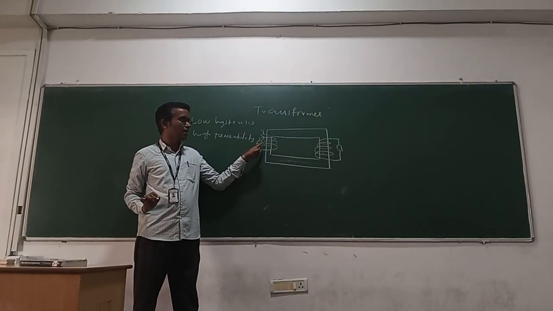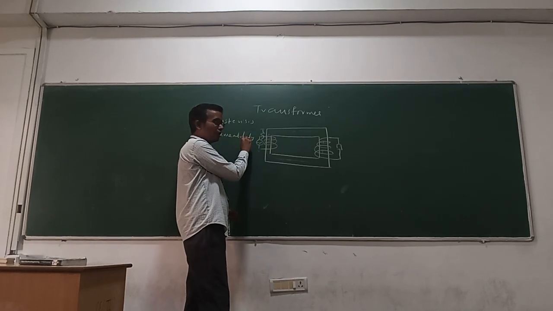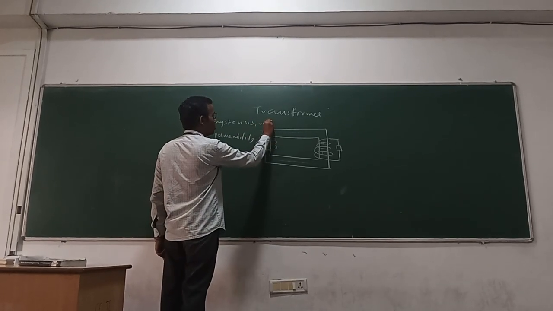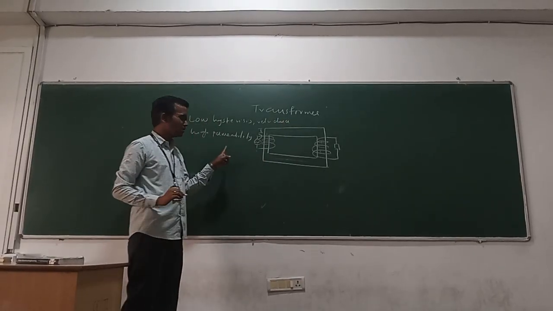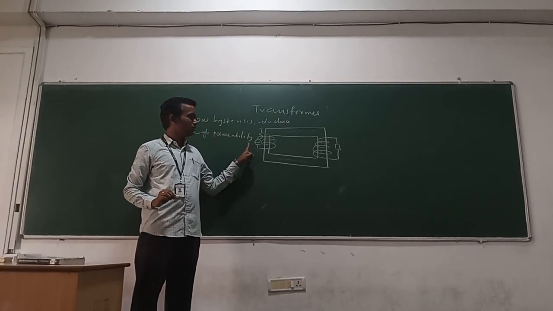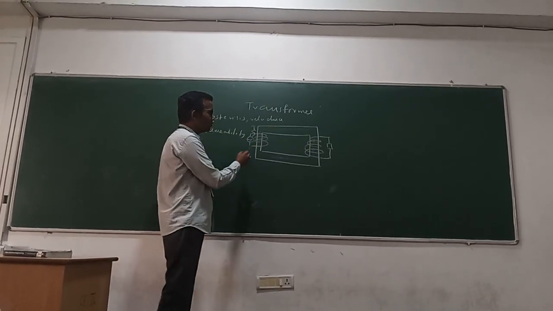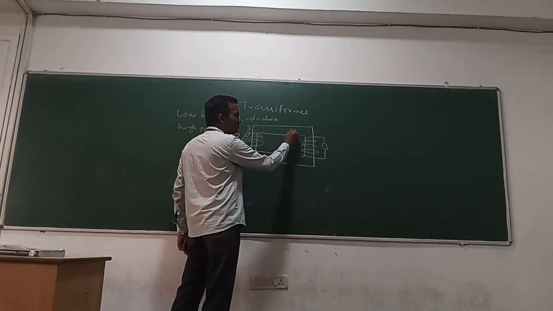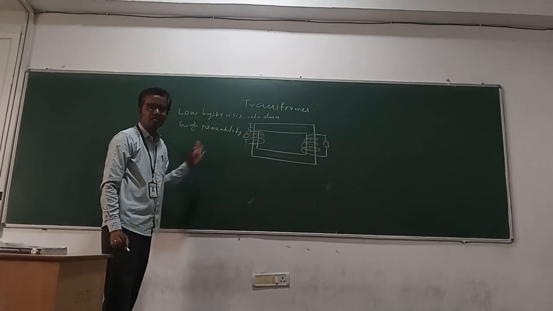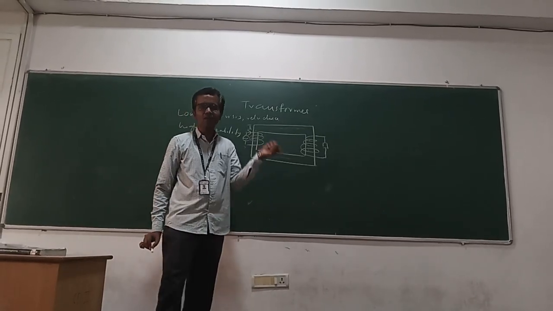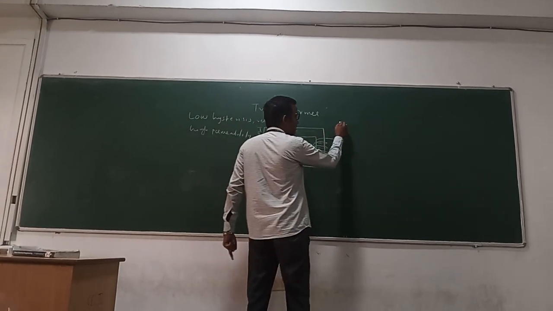Now the primary winding produces the flux. Because of these two properties, high permeability and low reluctance, the flux travels from the primary to the secondary without any loss. Whenever the flux travels through the core, it comes and cuts the secondary winding. As per Faraday's law of electromagnetic induction, an EMF will be induced in the secondary winding.